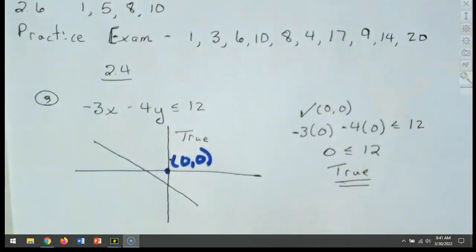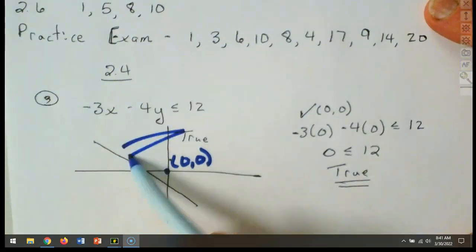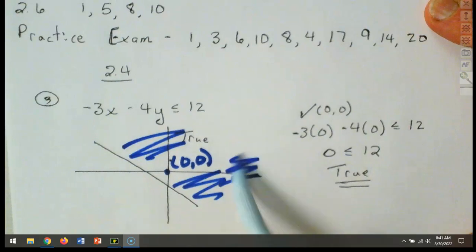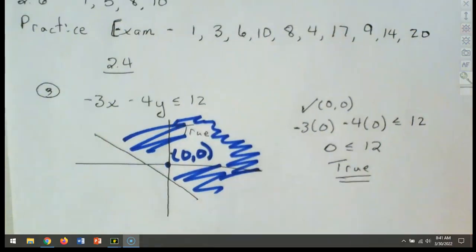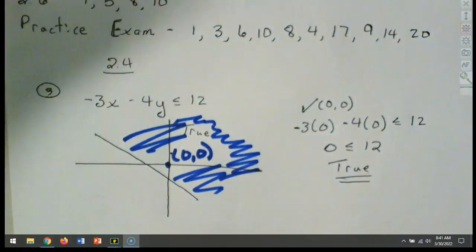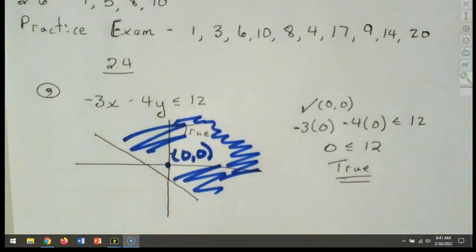And where do we shade? We shade the true half, which is going to be over here, because that half is true. And that's all that you need to do for question 3, because the graph has already been drawn, or the line's already been drawn. So then we just shade.